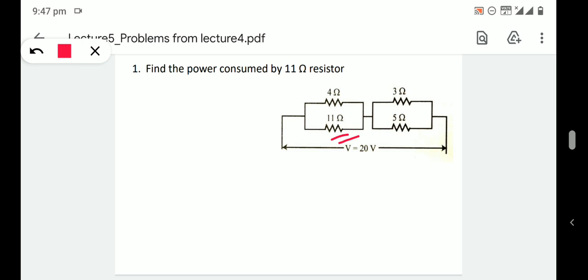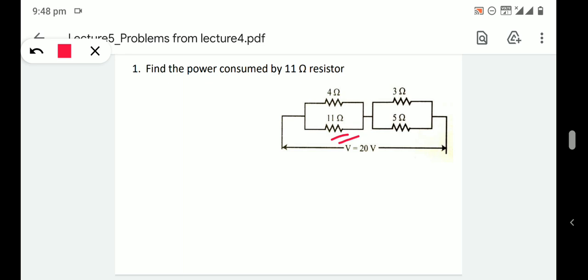So we know that the equation for power is voltage into current, or I squared R, or V squared divided by R. So here we know the resistance. So we can use either I squared R or V squared divided by R for finding out the power consumption. So here we need to know either the voltage across that 11 ohm resistor or the current flowing through the 11 ohm resistor.